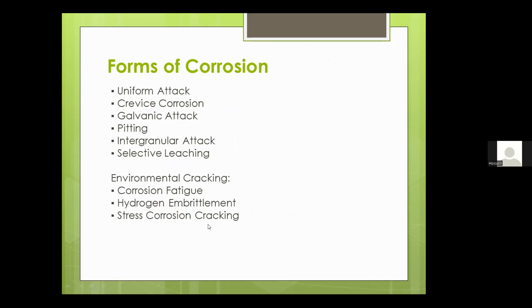Forms of corrosion: we have uniform or general corrosion, crevice corrosion, galvanic attack, pitting corrosion, intergranular attack, and selective leaching. Also, environmental cracking can show up as corrosion fatigue, hydrogen embrittlement, or stress corrosion cracking.